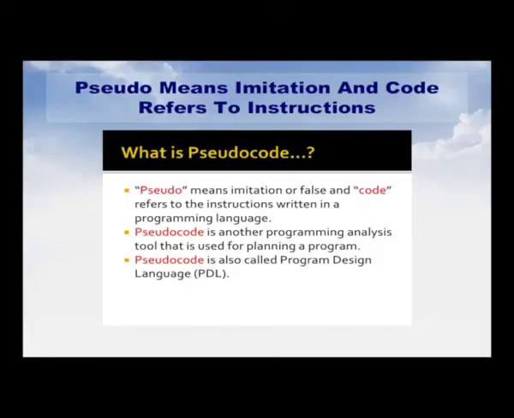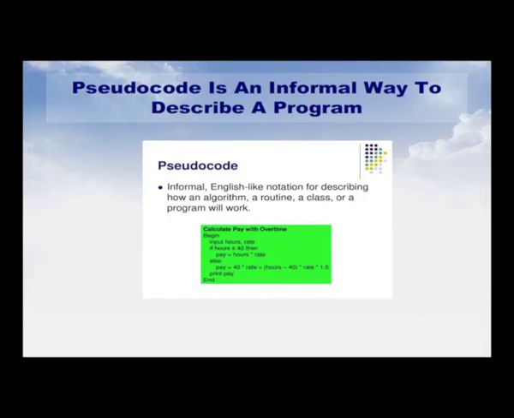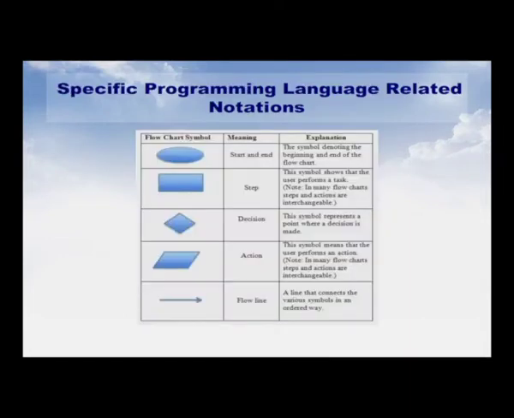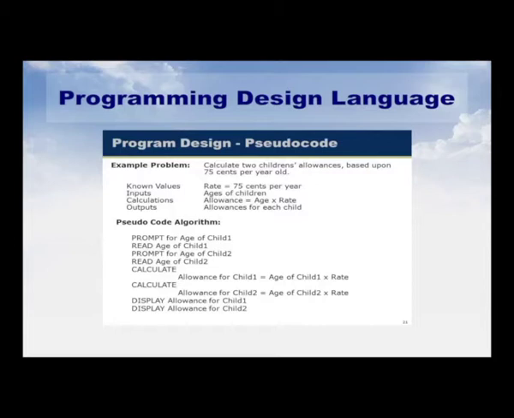Okay, so what is pseudocode? Pseudo means imitation and code refers to instructions. It is a way of describing an algorithm without using any specific programming language related notations. It is written using plain English statements. It is also known as programming language design. As I told you earlier, a pseudocode does not have predefined syntax. So, let me tell you some commonly used terminologies that may be used while writing pseudocodes.